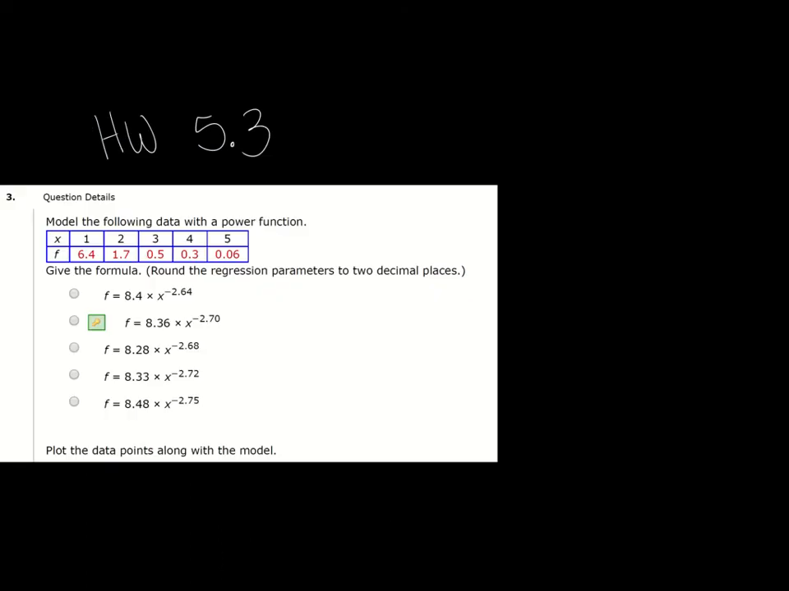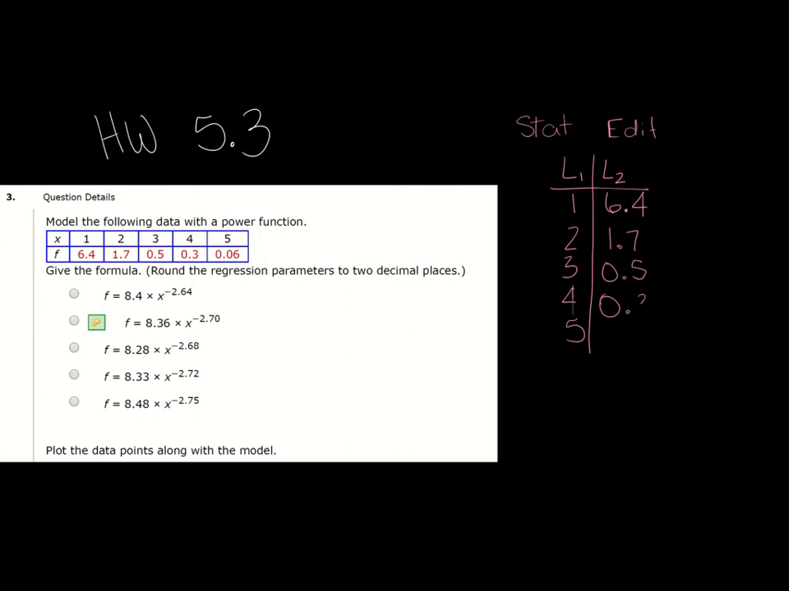This problem is very similar to the last problem in that you need to hit stat because you have data. You need to select edit, which is the first option there. Let L1 be all of your X values, 3, 4, 5. Enter those in one at a time. Let L2 be all of the corresponding Y values or F values from the table: 1.7, 0.5, 0.3, 0.06. Look at that. Those numbers in the Y are getting smaller and smaller and smaller, right? That tells me that we have a decreasing power function.